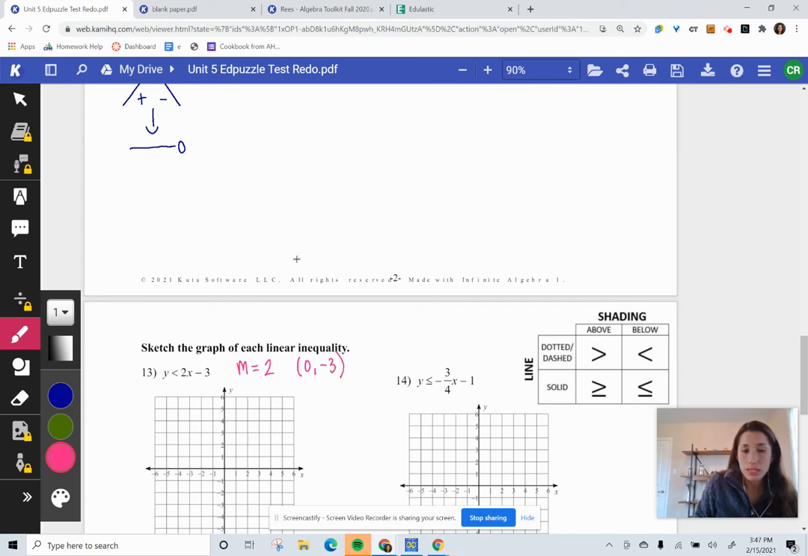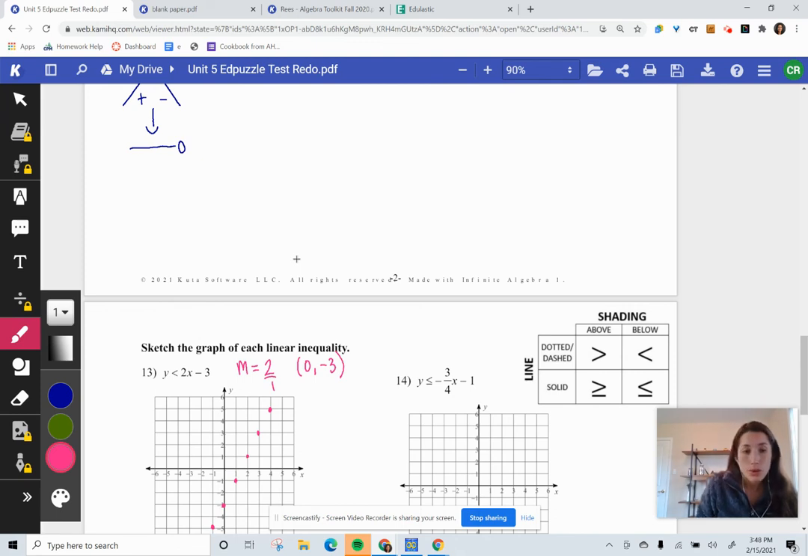The only difference is, let me plot these points. I'm going to start at 0, -3. My m is 2, so I'm going to put that over 1. I can go up 2 to the right 1, up 2 to the right 1, or I can go down and left. That's the opposite.